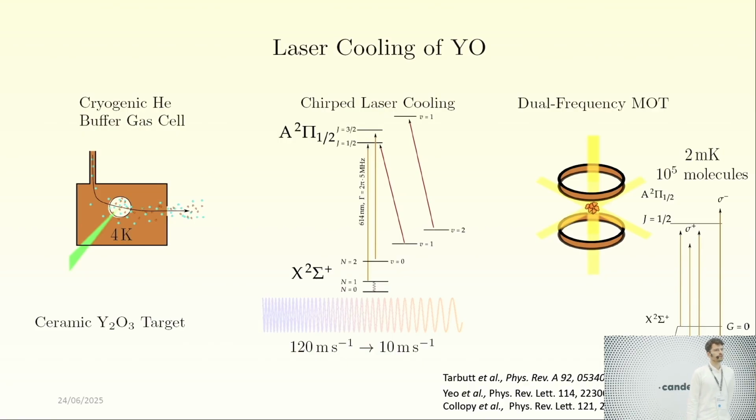It's probably not that hard. So we know roughly the transition. We would do an adiabatic rapid passage transfer to it. So we thought of direct excitation.